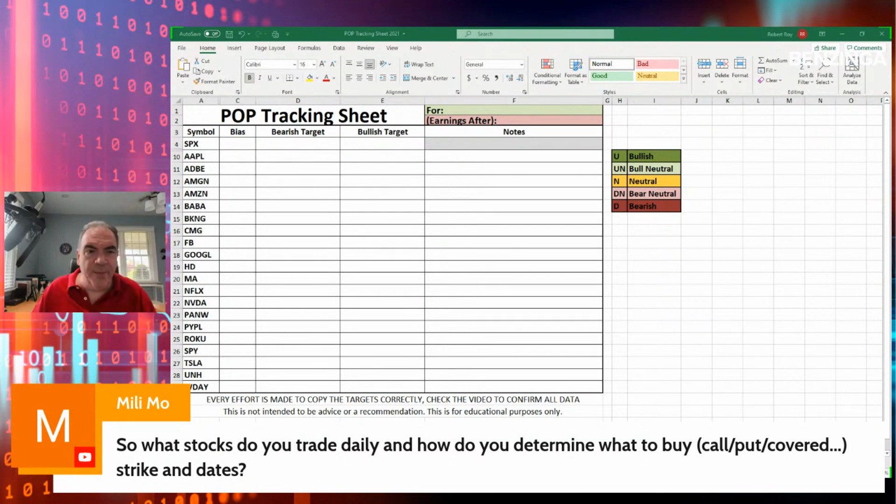Excuse me, summertime allergies. So I stick to the same 20 companies most of the time. Last year, we had an 82% win rate on our trades with those 20 stocks.